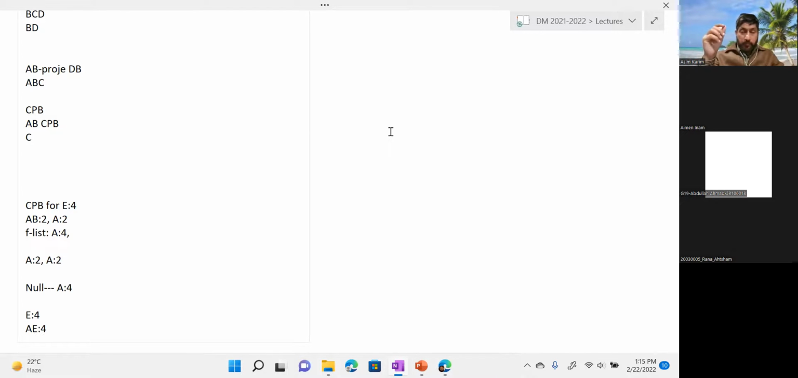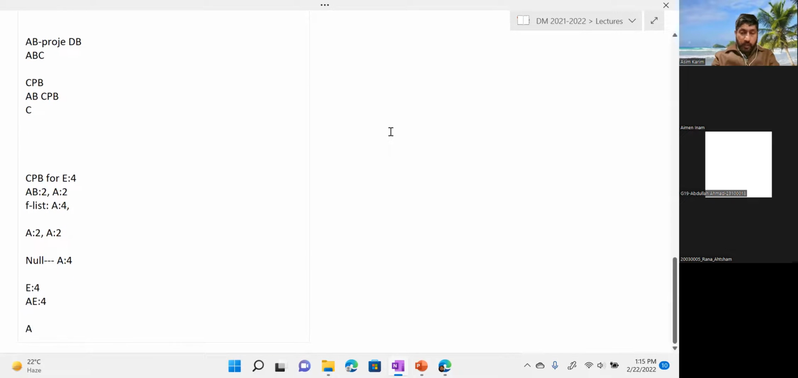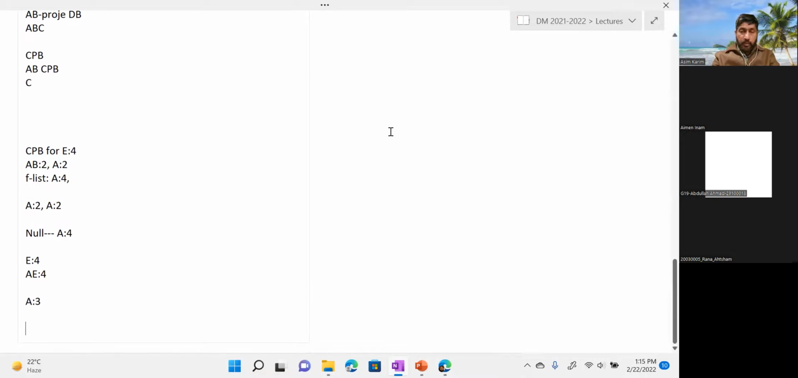Because in this projection of E, A is also frequent. So it's with a count of 4, it means that AE is also a pattern with a count of 4. So let's say hypothetically, if in this projection A's count was 3, then AE's count would be the minimum, which would be 3. Because in this projected database A occurs 3 times, and with it of course E is coming, so AE would have a count of 3.